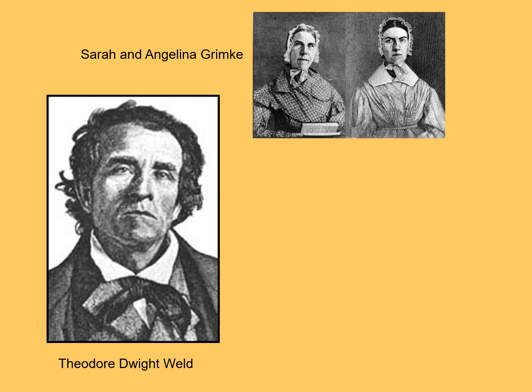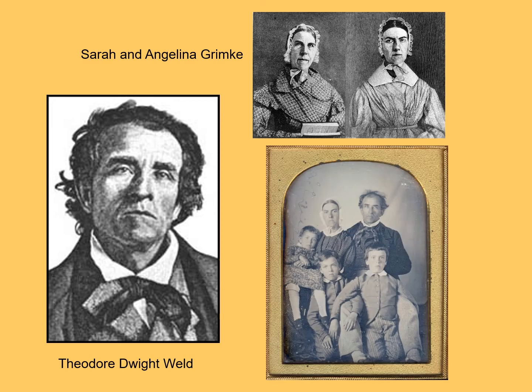But on a more personal note here, we should note that Angelina Grimke and Theodore Dwight Weld eventually married. They had three children, and they continued their abolition work and work for women's rights throughout their lives.